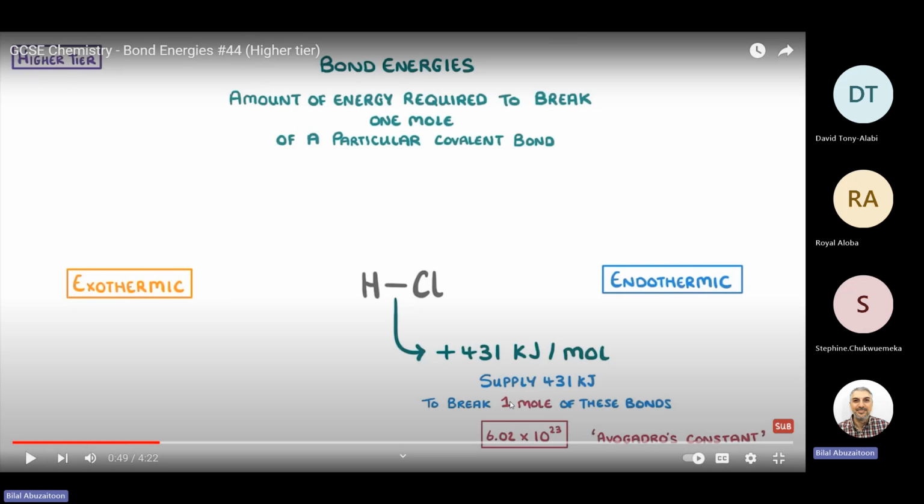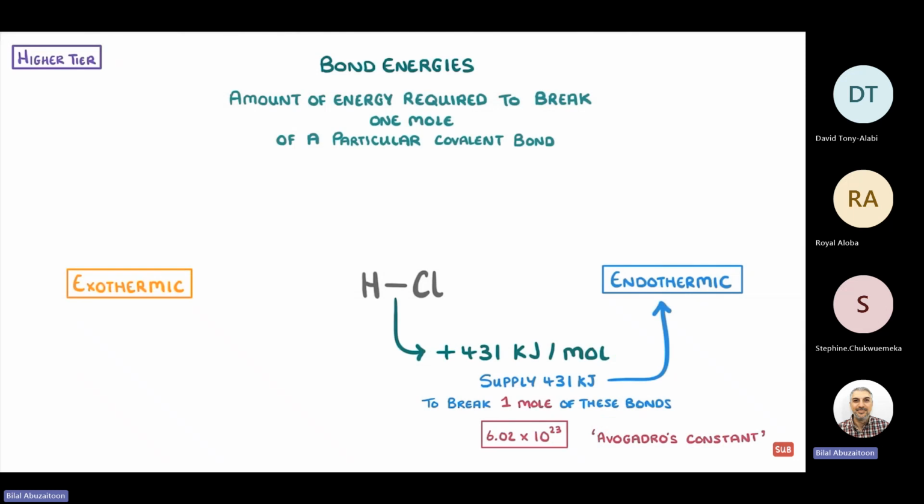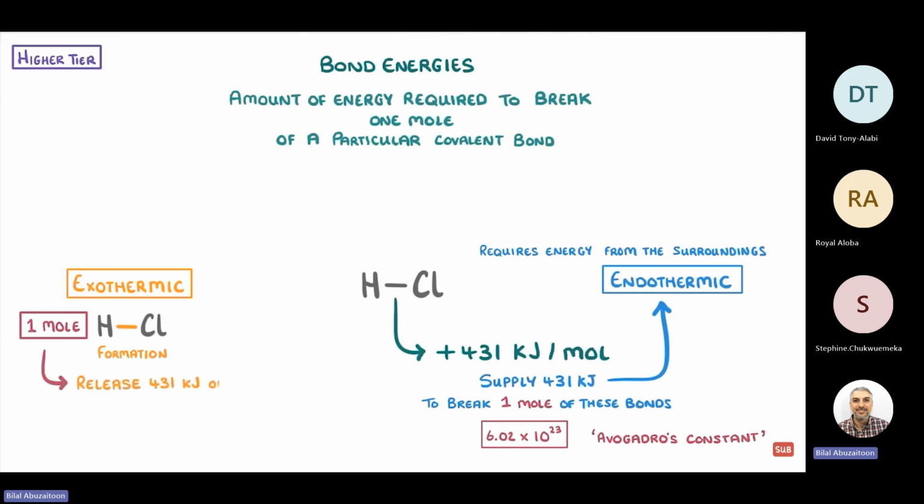So breaking this HCl bond needs an amount of energy. Let's continue. Breaking bonds is actually an endothermic process because it requires energy from the surroundings. On the other hand, bond formation is exothermic. So if we were to form 1 mole of hydrogen chloride bonds, it would release 431 kilojoules of energy to the surroundings.